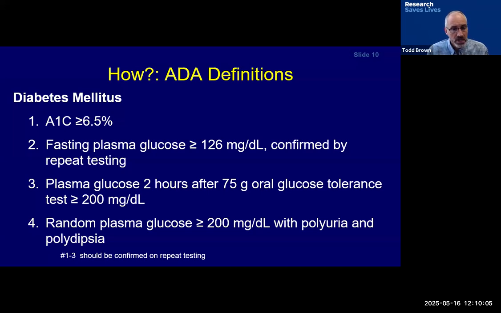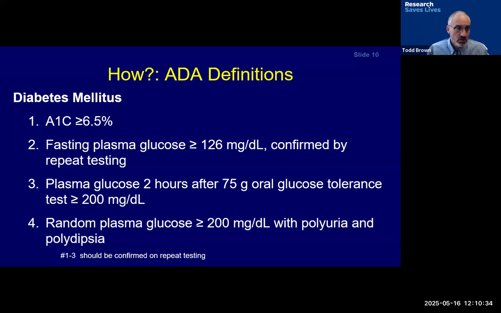We have generally 4 ways of doing this. One is a fasting glucose of 126 or greater. Another is glucose after an oral glucose load, 75 gram, the typical oral glucose tolerance test, greater than or equal to 200. If you have a random glucose when the person has polyuria and polydipsia, so that person has diabetes.